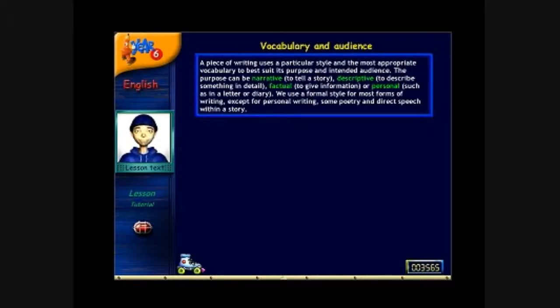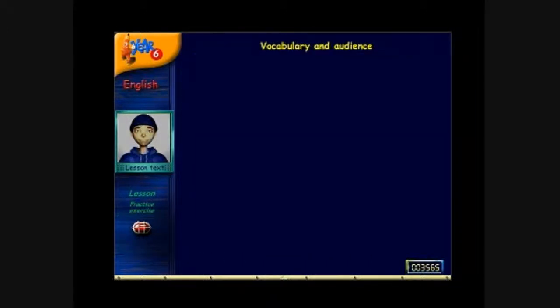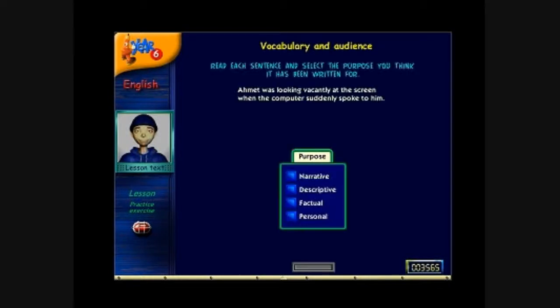A piece of writing uses a particular style and the most appropriate vocabulary to best suit its purpose and intended audience. The purpose can be narrative, to tell a story, descriptive, to describe something in detail. I got it. Factual. Let's try a practice run before we go on to the exercises. Okay. Read each sentence and select the purpose. Ahmed had been looking vacantly at the screen when the computer suddenly spoke to him. It's Woody speaking to him. Narrative.